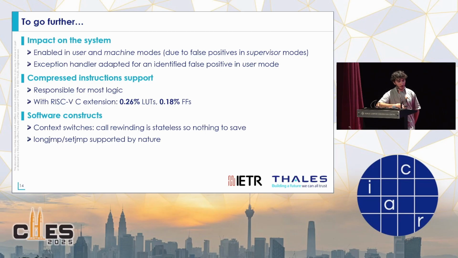And finally, software constructs that are mainly considered problems for shadow stacks are context switches and the longjmp/setjmp construct. For context switches, since core rewinding is purely hardware and stateless, there is nothing to save as part of context switches, so this is supported by nature. And for the longjmp/setjmp construct, the setjmp instruction sets the address directly after its call instruction, and the longjmp will return to the address after the setjmp. So we were able to test that and see that it doesn't cause problems either.